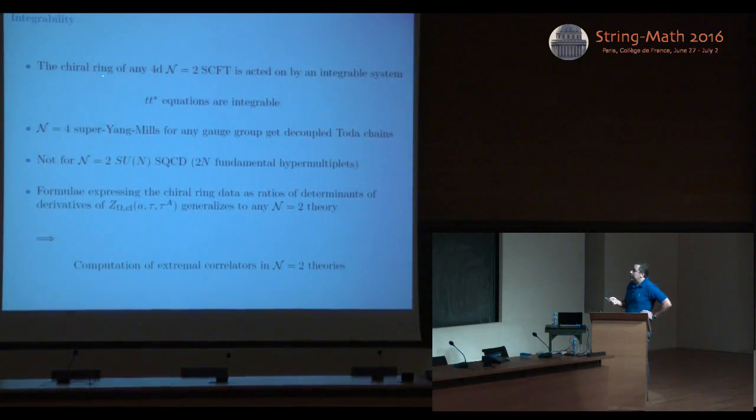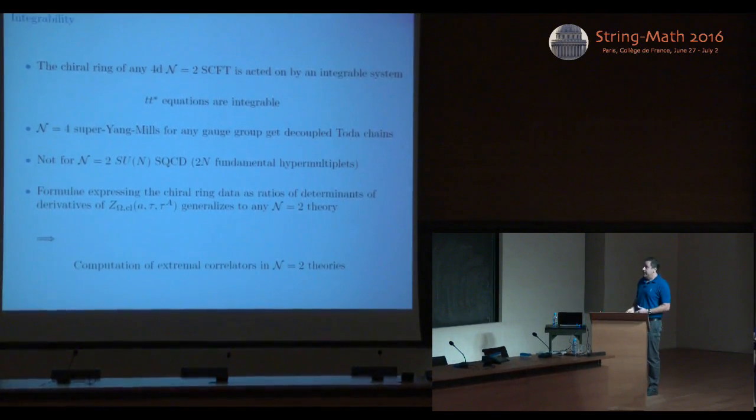The thing that you can show is that the chiral ring data of any 4-dimensional N=2 theory is acted on by an integrable system. Essentially, what you can show, but this is very easy, is that the tt* equations of 4-dimensional N=2 theories are essentially integrable. For N=4 super Yang-Mills, for any gauge group, not only SU(2), what you get is a series of decoupled Toda chains. But that does not happen, for example, for the simplest theory you can think of, which would be N=2 SU(N) super QCD with 2N fundamental hypermultiplets. Okay.